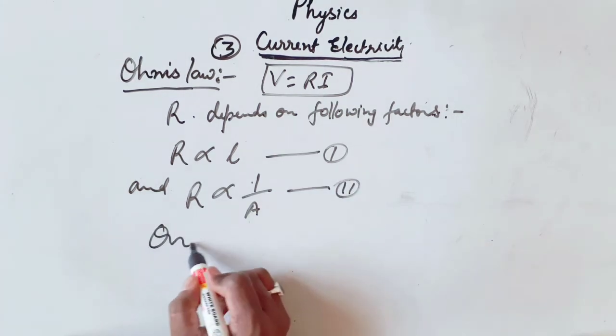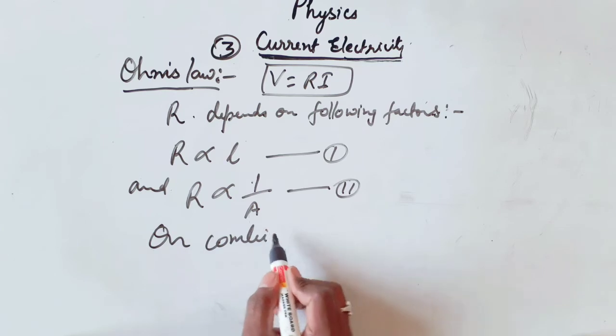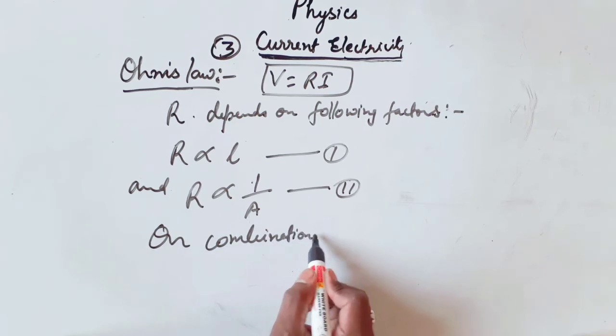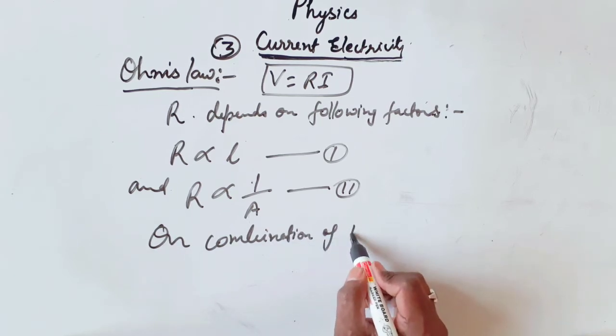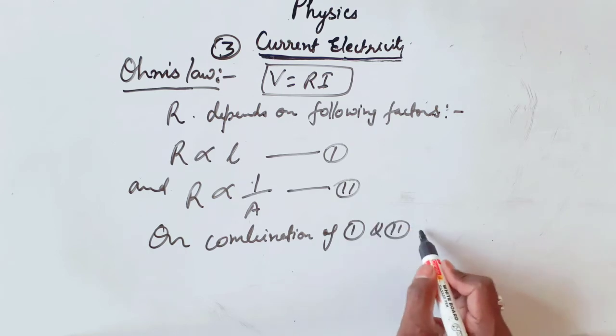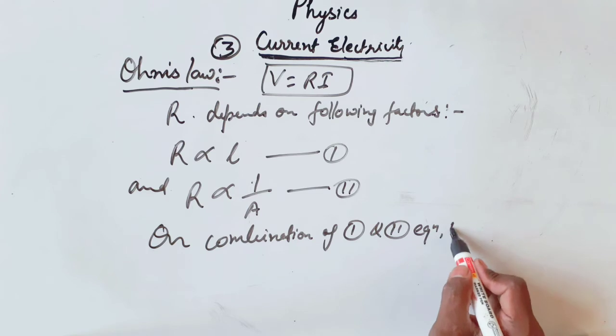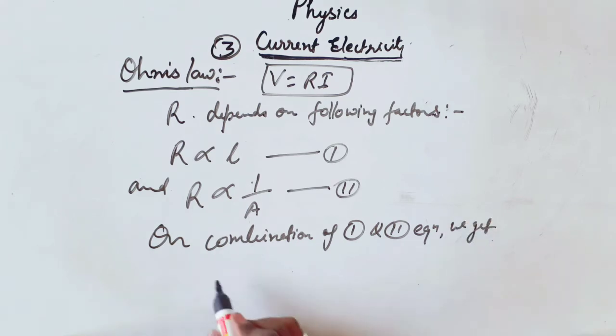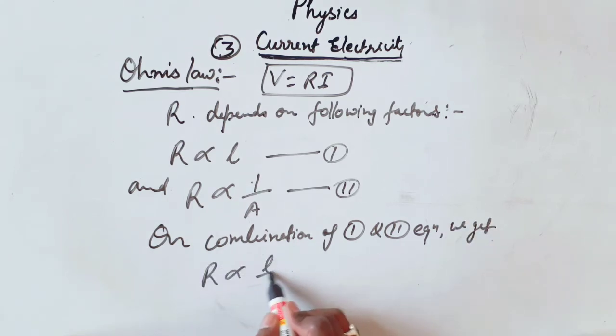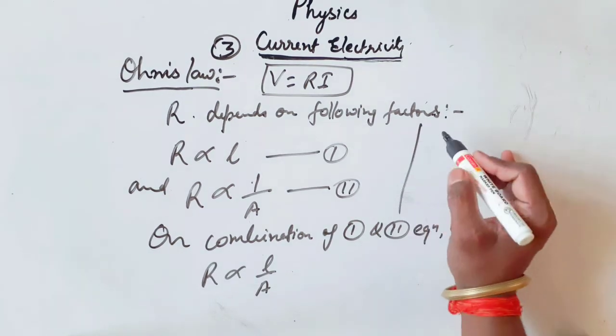On combination of the first and second equation, we get R is directly proportional to L by A. And when proportionality is removed, there will be a constant term.